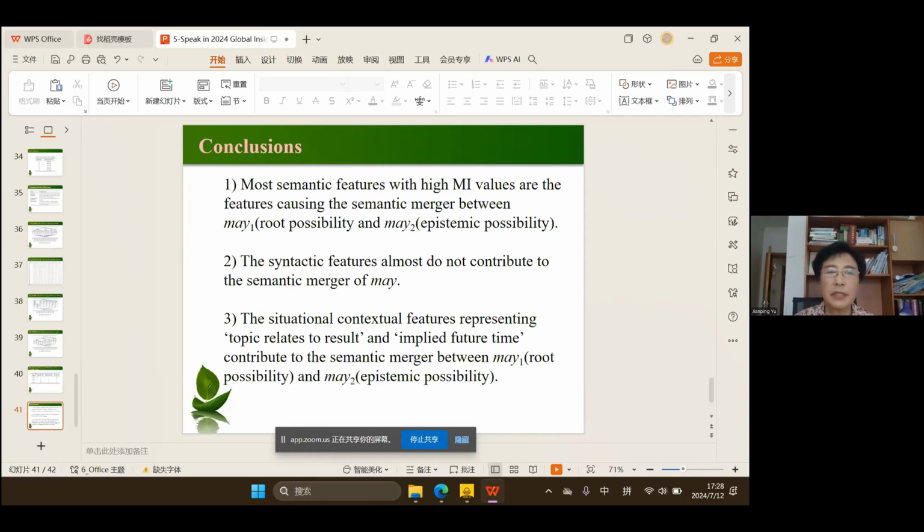Here it comes to the conclusion. 1. Most semantic features with high MI value are the features causing semantic merger between may 1 root possibility and may 2 epistemic possibility. 2. The syntactic features almost do not contribute to the semantic merger of may. 3. The situational contextual features representing topic related to result and the implied future time contribute to the semantic merger between may 1 root possibility and may 2 epistemic possibility.